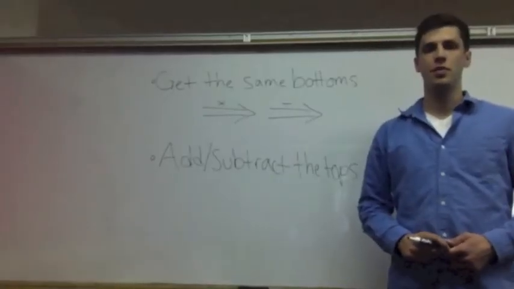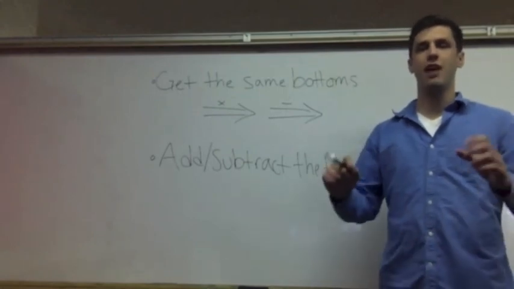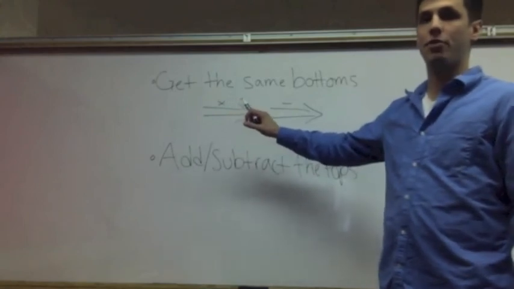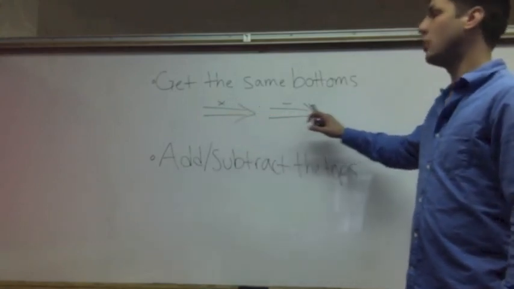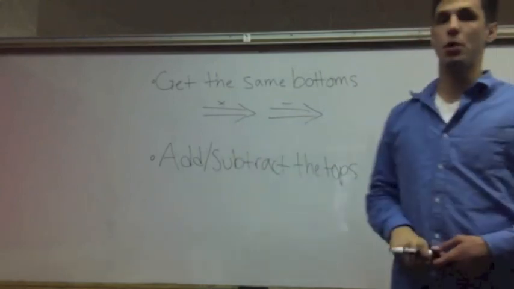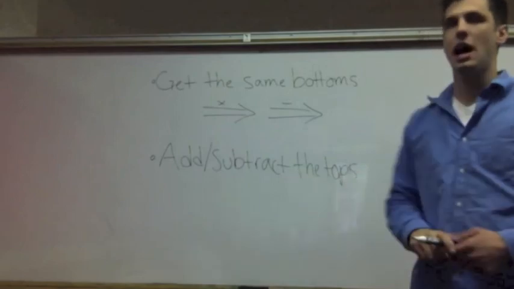To review, the way to add or subtract fractions is you have two fractions, you make both of the fractions have the same denominator or the same bottom by either multiplying or dividing one or both of them. Then you add or subtract the tops of the fractions.